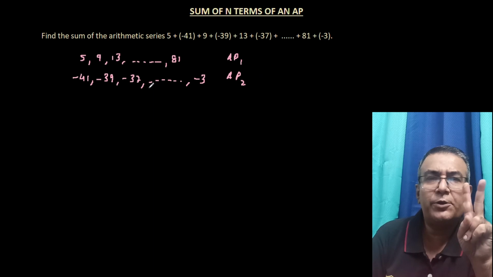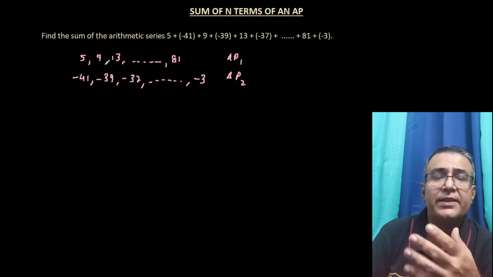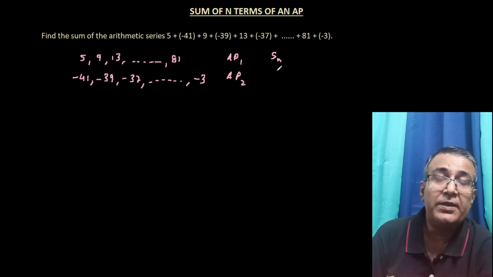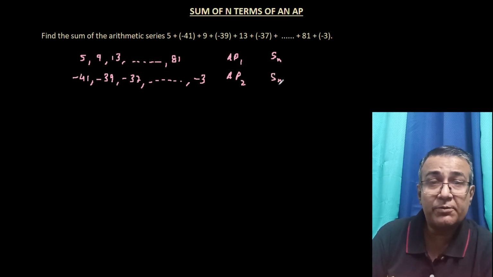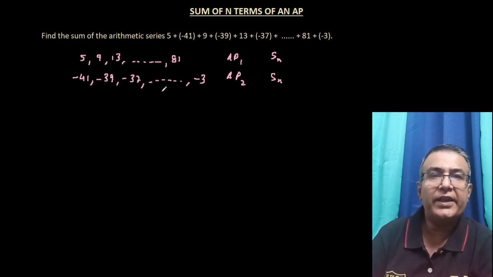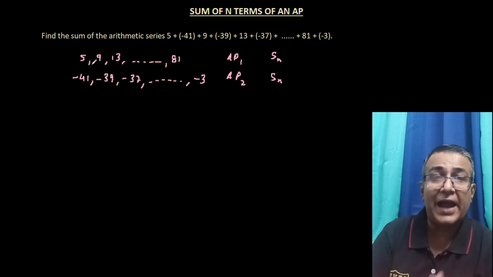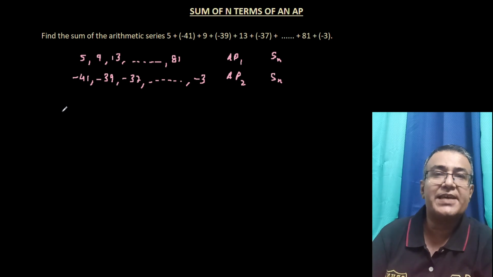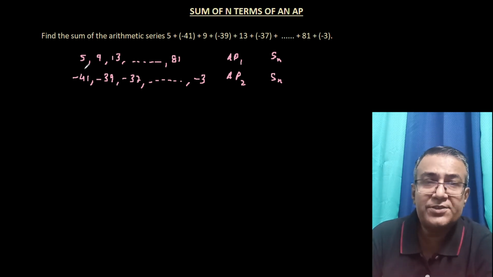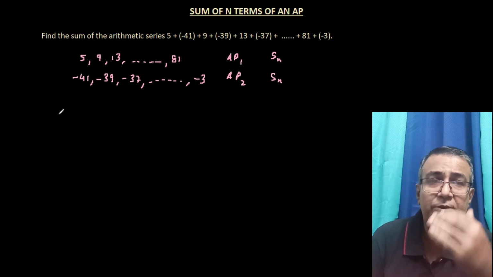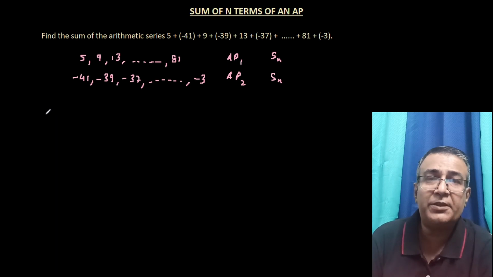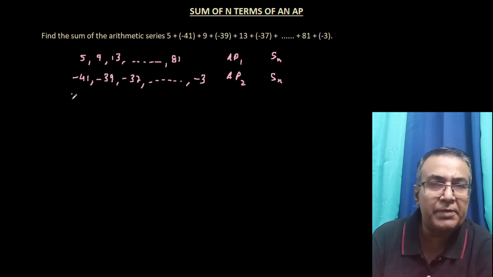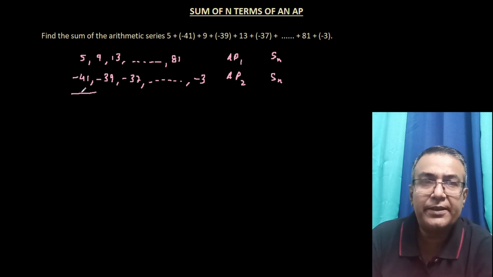So now we can do it two different ways. One way is that you take the first AP, find the sum of n terms of that AP, take the second AP, find the sum of n terms of that AP, and then add them together to find the sum of n terms of this particular series that we have. Or the other way is we can just combine these terms together, the first term with the first term of the second AP, the second term of the first AP with the second term of the second AP, and make one single AP.